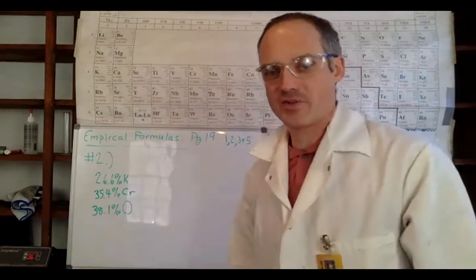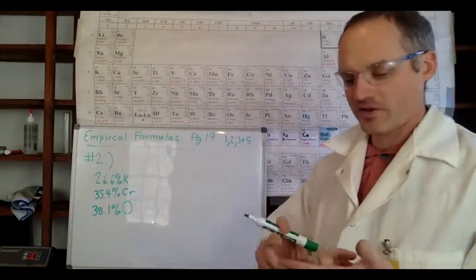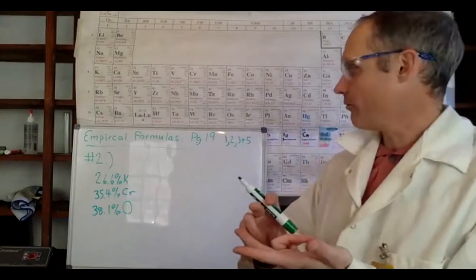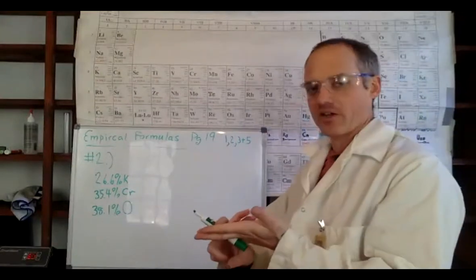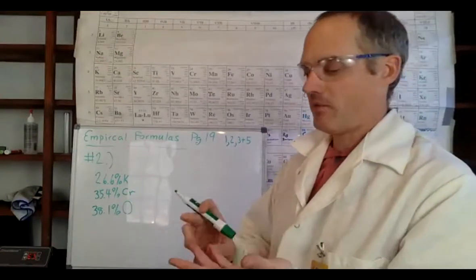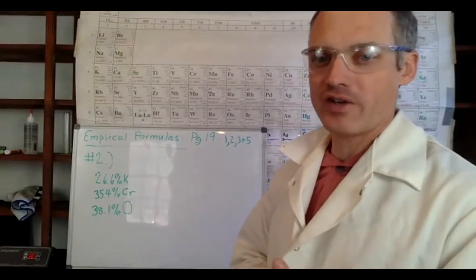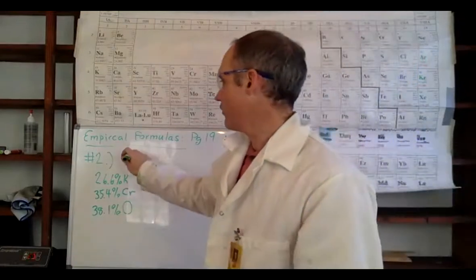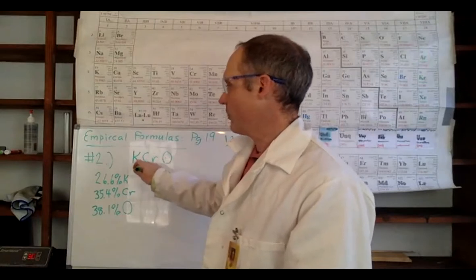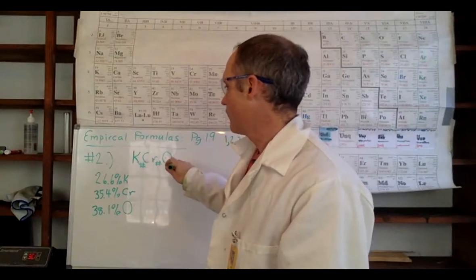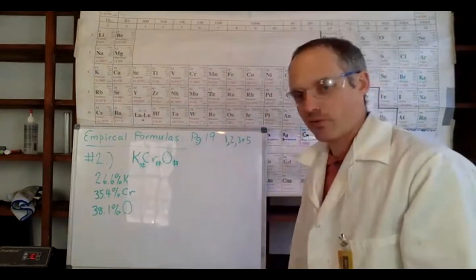What you're supposed to do with these numbers is convert them to moles, and then you're going to divide by the smallest number of moles, and that should give you whole numbers, or you might have to round it off, because what we're ultimately trying to do is figure out what this formula is. The numbers in that formula is what we're looking for.